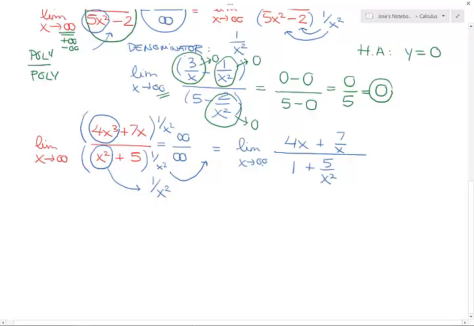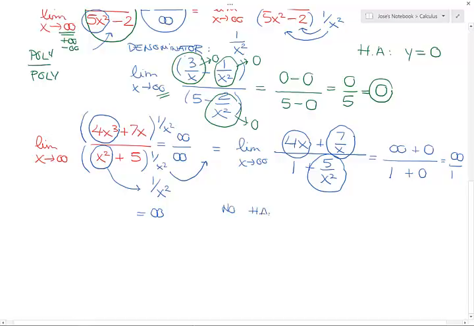Now I do my thinking, what happens when x gets really, really big? Well, this 4x gets huge positive, so I have something really humongous positive. This 7 over x is going to get closer and closer to 0, so plus 0. This 1 stays, doesn't do anything, so 1. And this 5 over x squared is going to get smaller and smaller, closer and closer to 0. So my numerator is getting humongous, my denominator is getting closer and closer to 1. What is this limit going to be equal to? This limit is going to be equal to positive infinity. And that means that there is no limit and no horizontal asymptote for this problem.